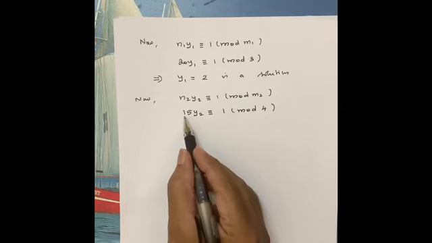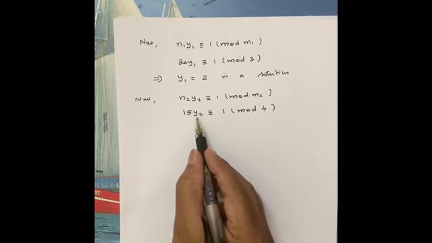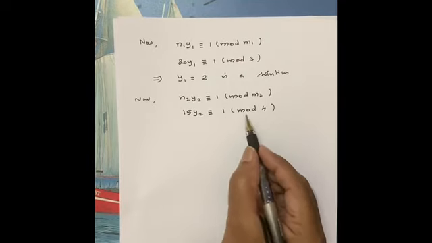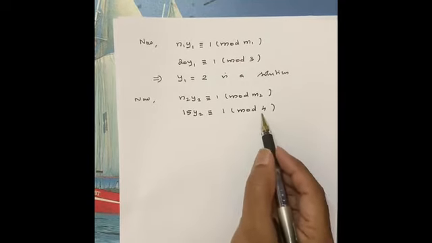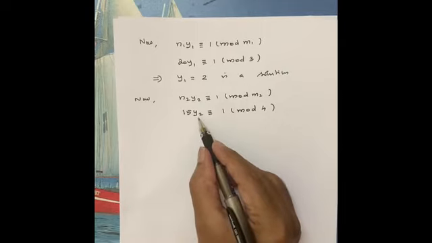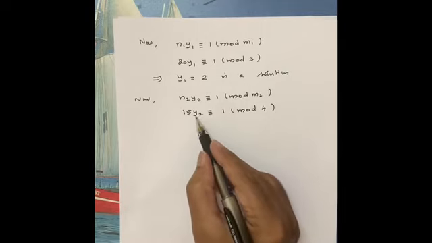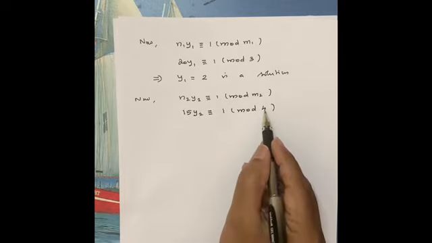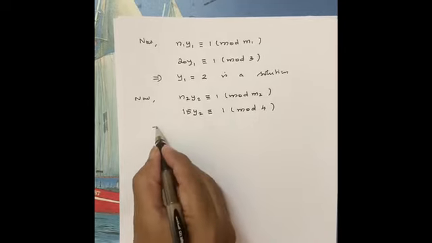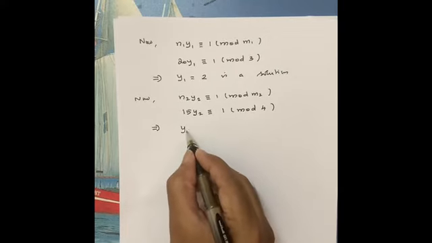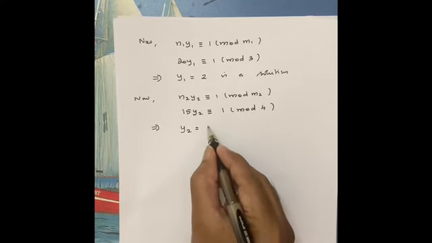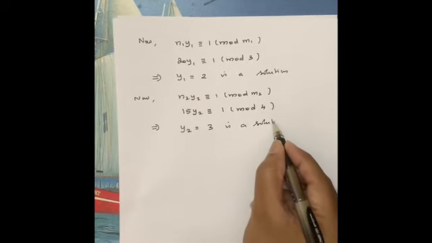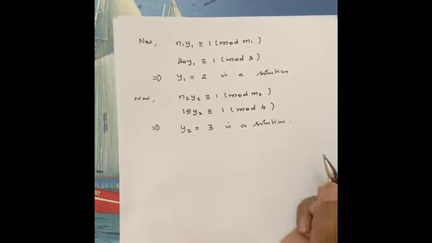For 2, I take 15 times 2, which is 30. 30 minus 1 is 29. 29 is not divisible by 4. For y2 equal to 3, 15 times 3 is 45. 45 minus 1 is 44, which is divisible by 4. So this gives y2 equal to 3 as a solution. Like this only you can write.